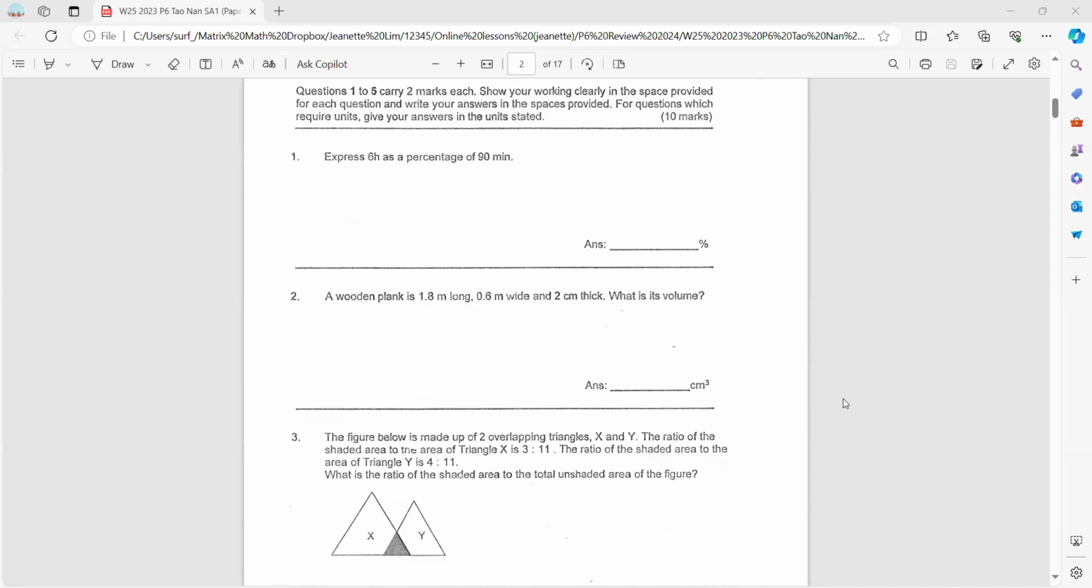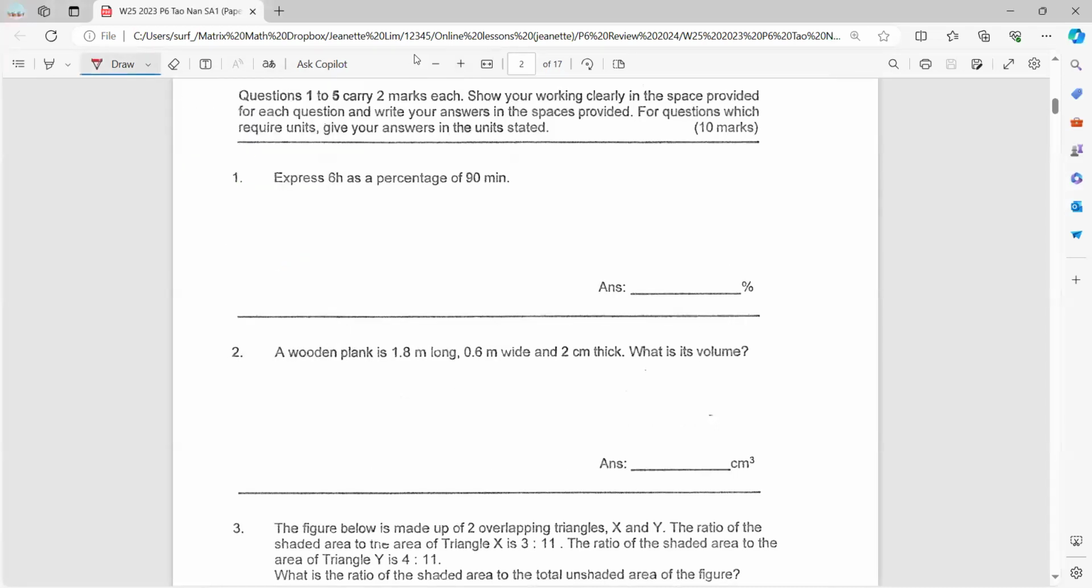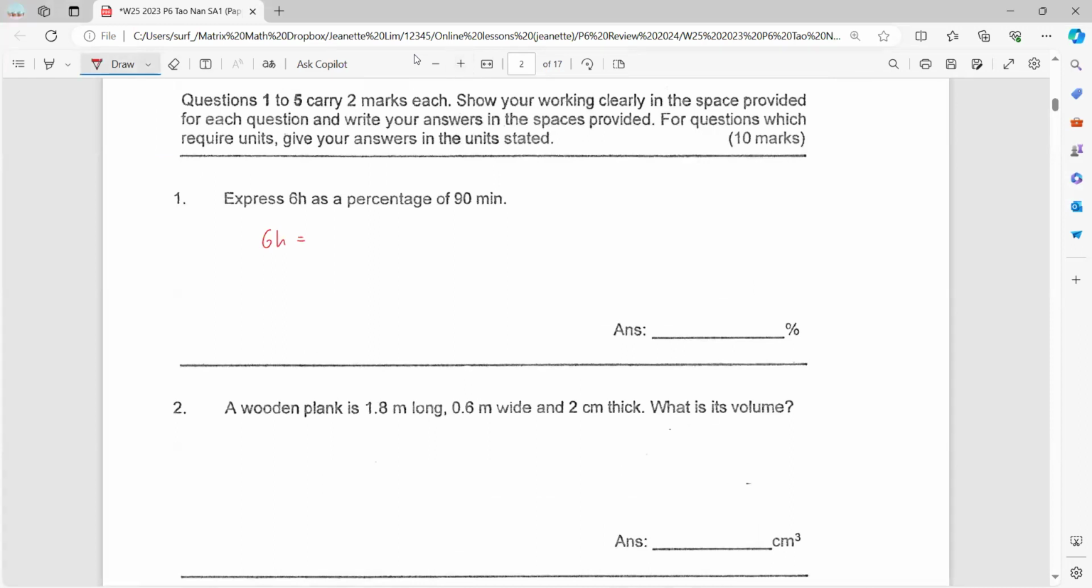Because it's as a percentage of 90 minutes, 90 will be in the denominator. But before that, 6 hours, you have to change it to minutes. So let's change 6 hours to minutes. Every hour is 60 minutes, so 6 hours will be 360 minutes. So expressing this as a percentage of 90, we take 360 over 90. To convert to percentage, you need to times 100%.